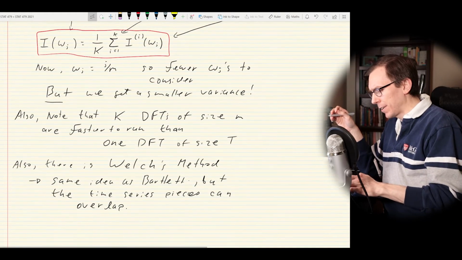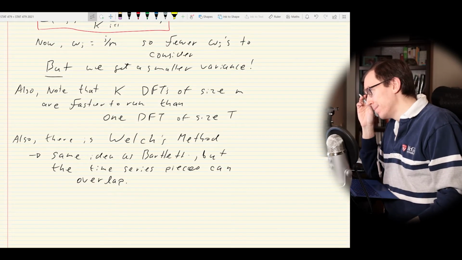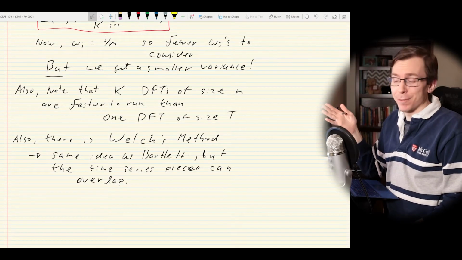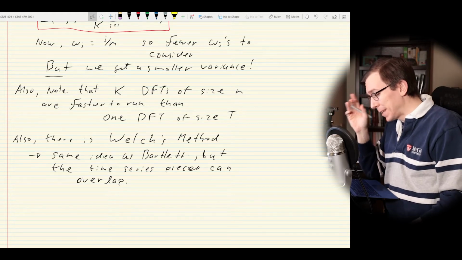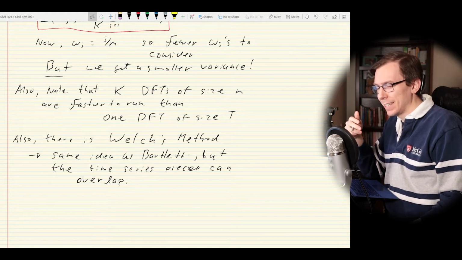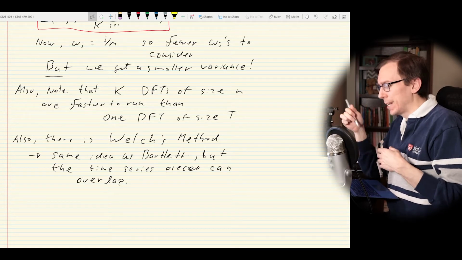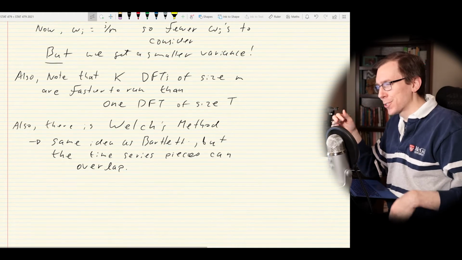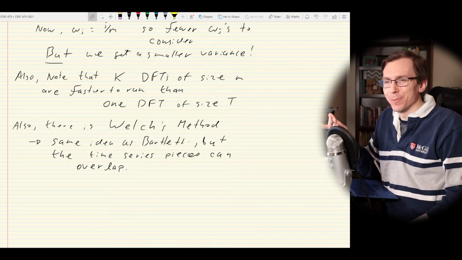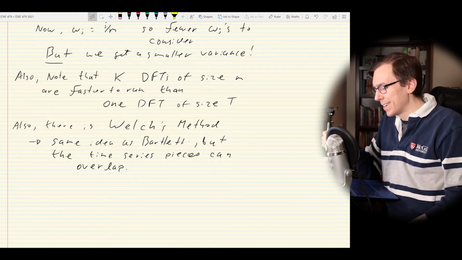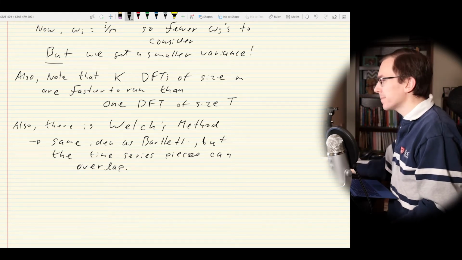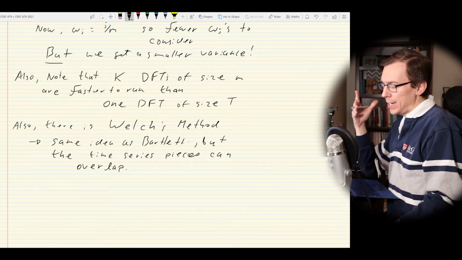Ultimately, it gives you something very similar. I don't know, maybe some people prefer one over the other, or maybe they prefer Welch's method because of the generalizability to be able to overlap and get more windows. But I honestly don't have a strong sense of which one would be better than the other. They're both very similar in the way that they are written.